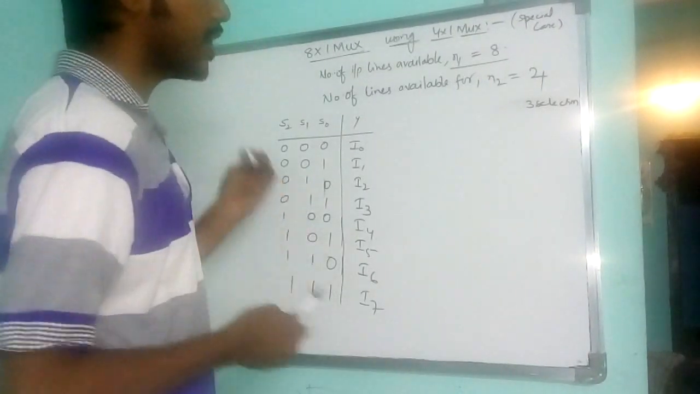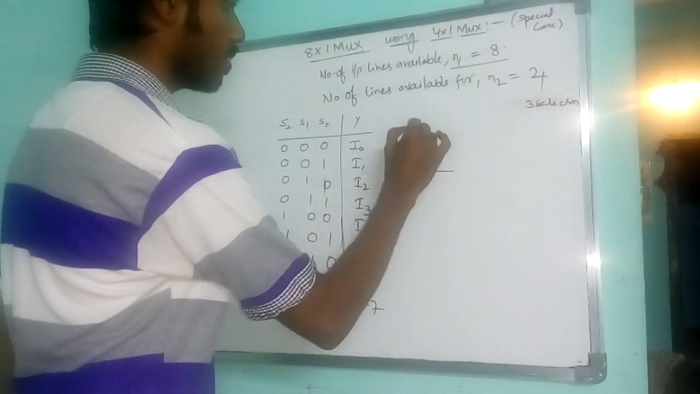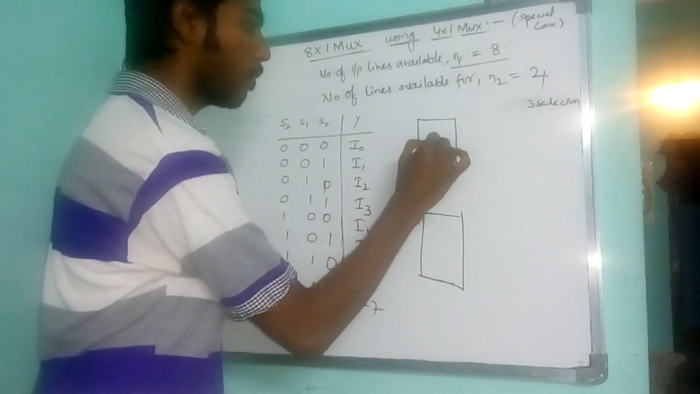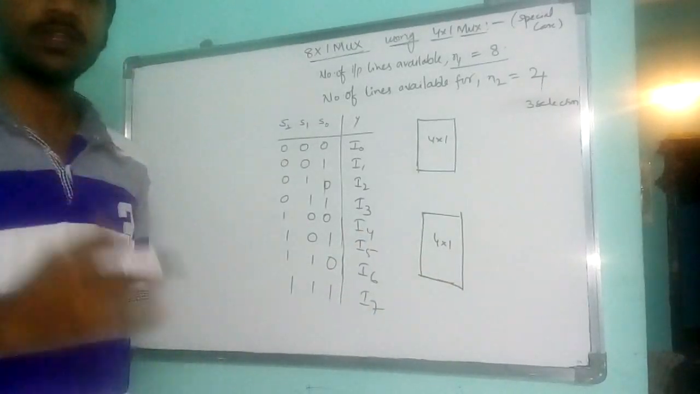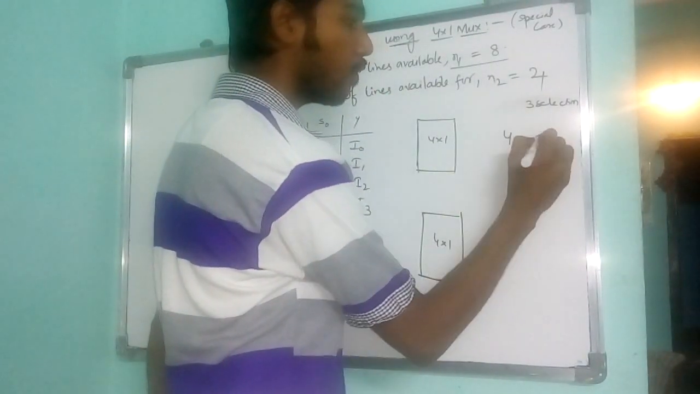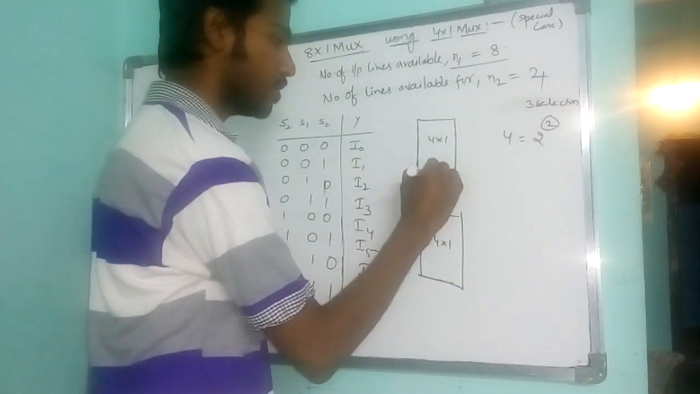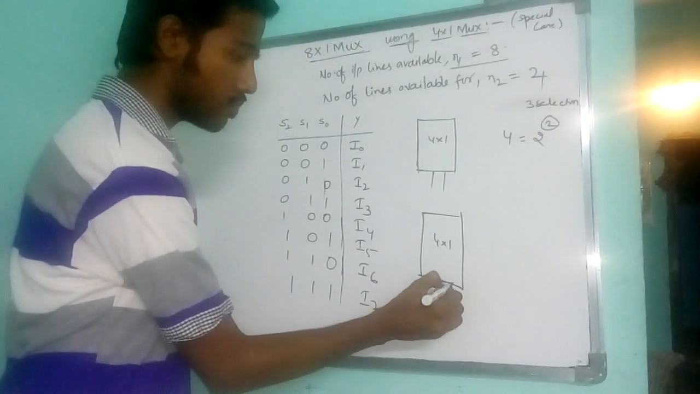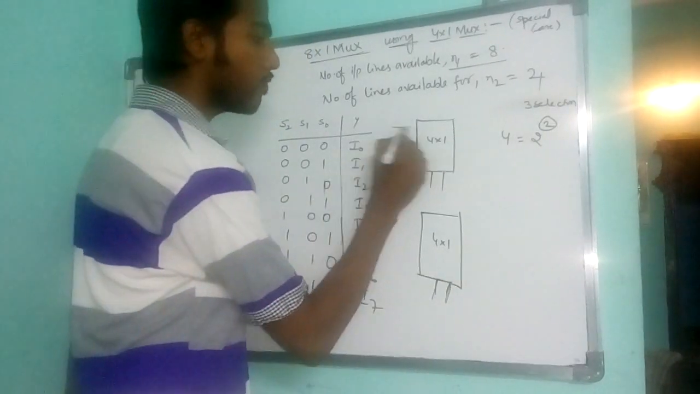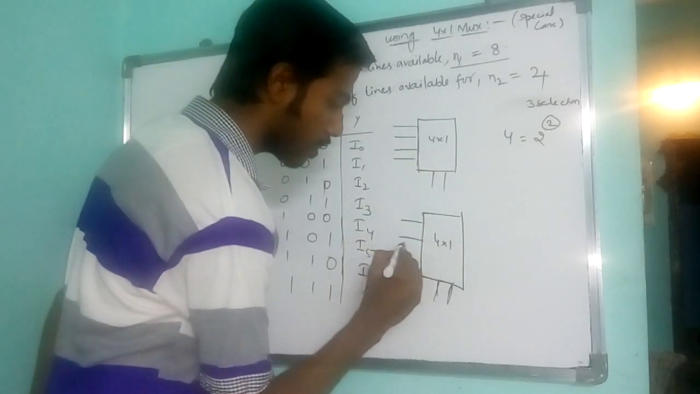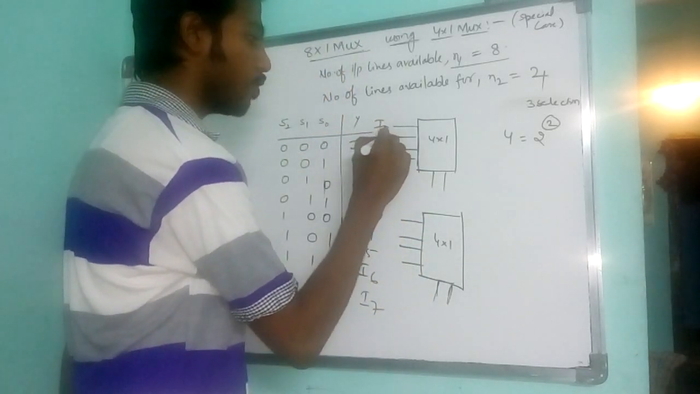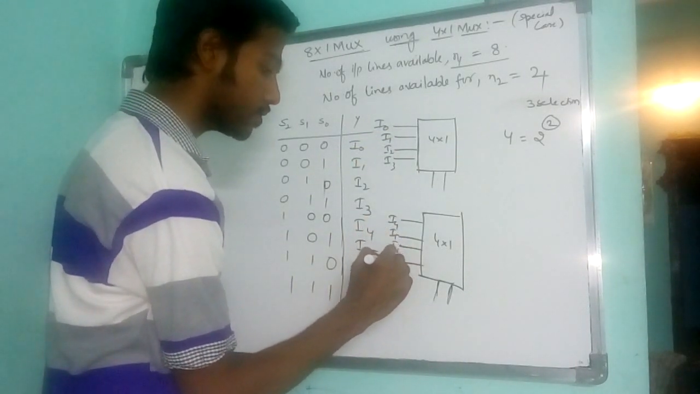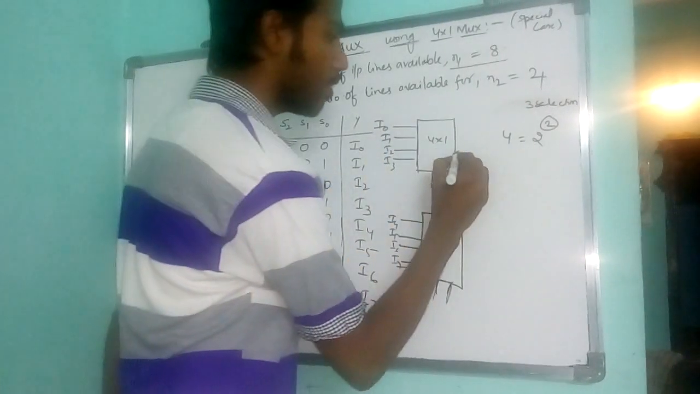Now we consider 2 muxes of 4x1 size. As we know, it is a 4x1 mux, input lines are 4, so we have 2 selection lines. Now it has 4 input lines: I0, I1, I2, I3, I4, I5, I6, I7. It has only one output line.